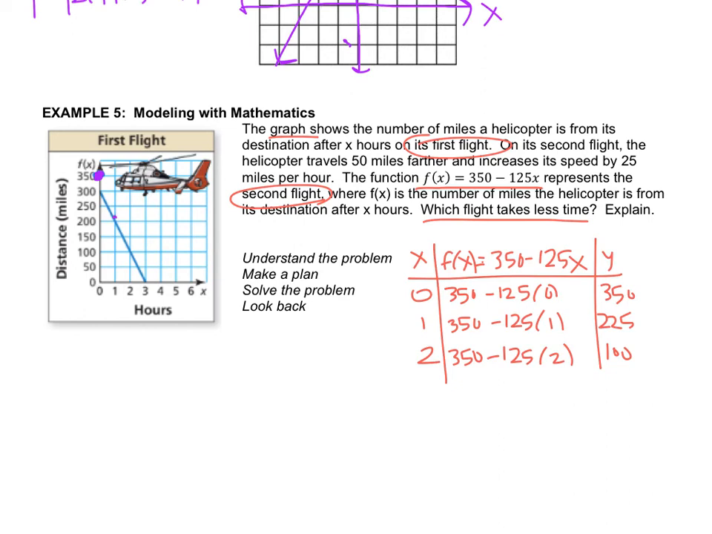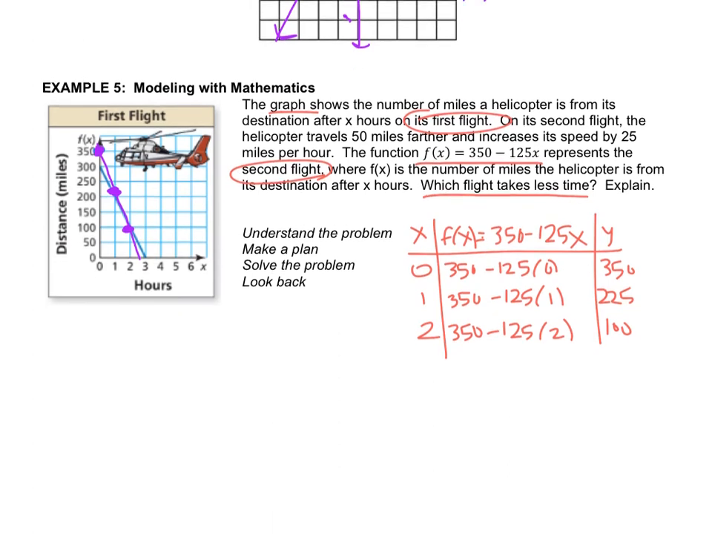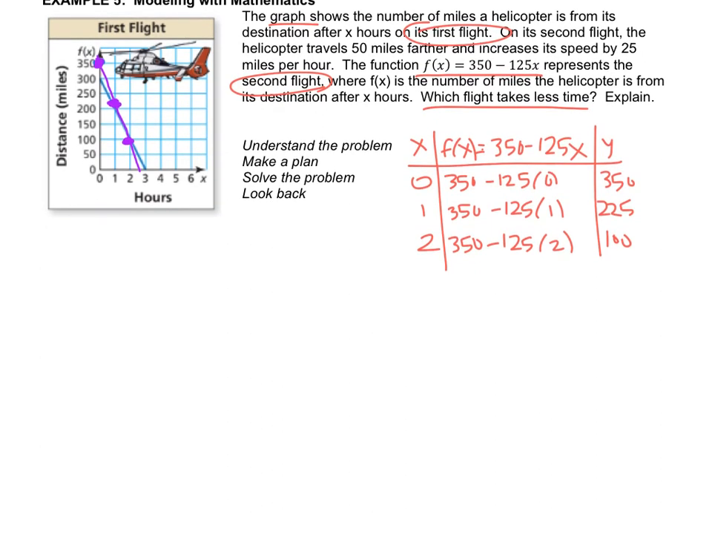So that's kind of like right there, maybe. And I also have 2, 100. Oh, they both have 2, 100. So then I just quickly connected them, and I saw that the second flight gets me in a little faster than the first flight. The second flight hits it right before 3 hours, whereas the first flight takes 3 hours. So the last thing that we have to do is say which flight takes less time and explain. So it's going to be the second flight because it hits 0 miles faster based on the graph.